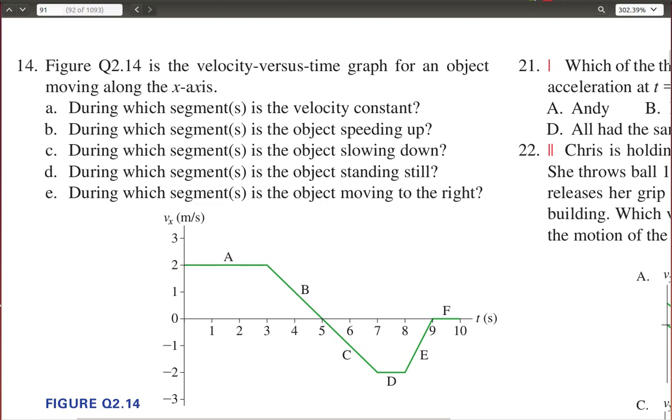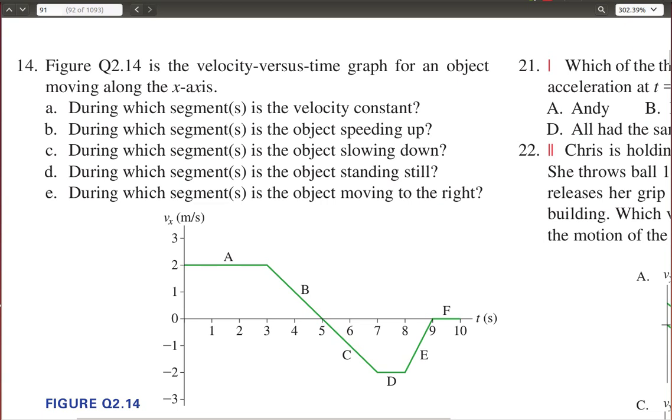During segment B, in contrast, the dots would represent first a velocity of 2, then say 1.9, 1.8, 1.7 on down. And so because those velocities are different numbers, the velocity is not constant. Similarly, for segment C, the velocity is changing. For segment D, however, if you imagine replacing that segment with a bunch of small dots, each dot would represent a velocity of -2. So during segment D, the velocity is constant. During segment E, it is not constant.